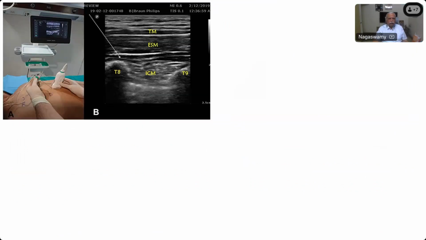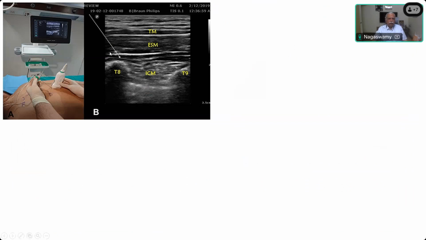And this is the erector spinae muscle plane block. So we will perform that. Here you can see the ultrasound probe is being kept on the lateral part, lateral to the mid spinous process. So you identify the transverse process of T8 and T9, and these are the trapezius muscle and erector spinae muscle. So this is the plane just underneath that.